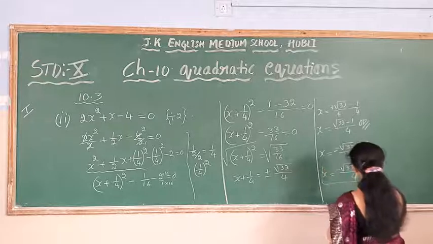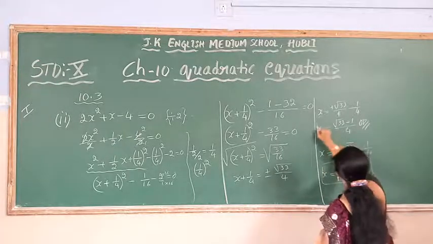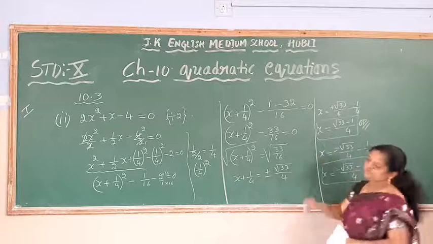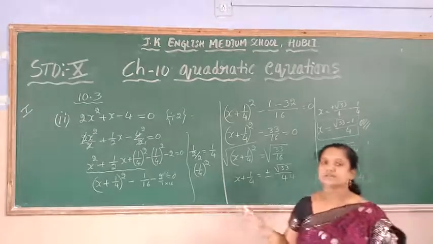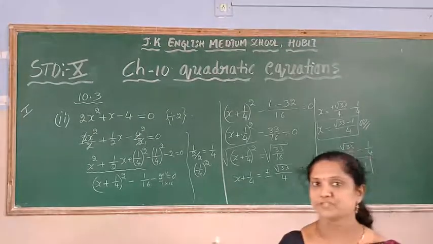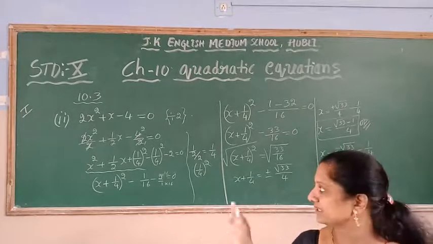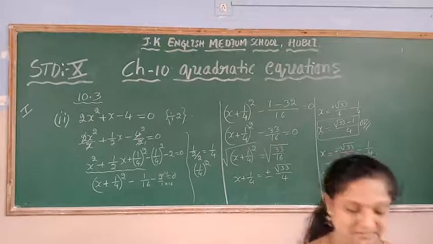So these are the two roots we take for the quadratic equation. Okay children, this is a way of solving a quadratic equation by using the completing the square method. Okay, write down.